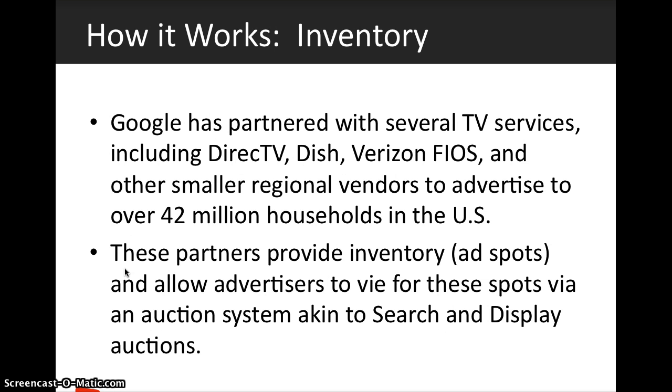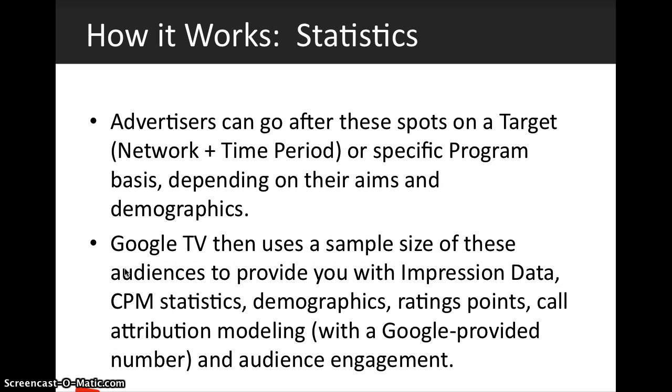So how does it work? Google has partnered with several TV services, including DirecTV, Dish, Verizon Fios, and other smaller regional vendors to advertise to over 42 million households in the US. These partners provide inventory and allow advertisers to vie for these spots via an auction system akin to search and display auctions. Advertisers can go after these spots on a target or specific program basis depending on their aims and demographics.